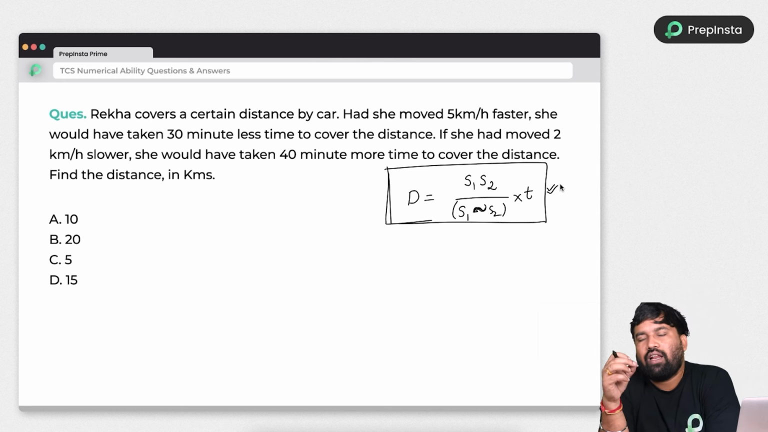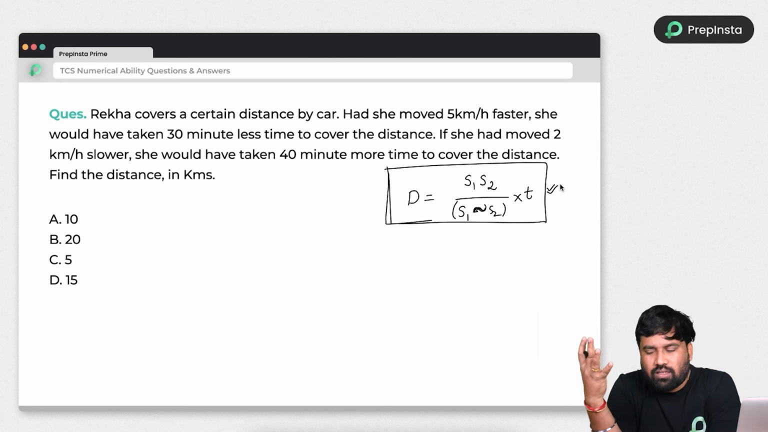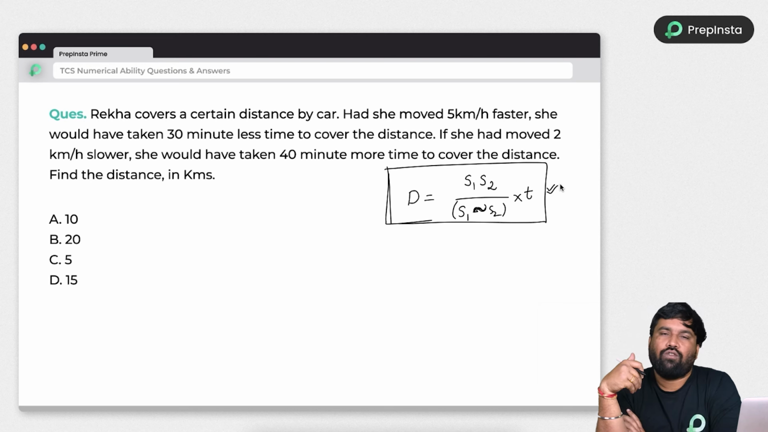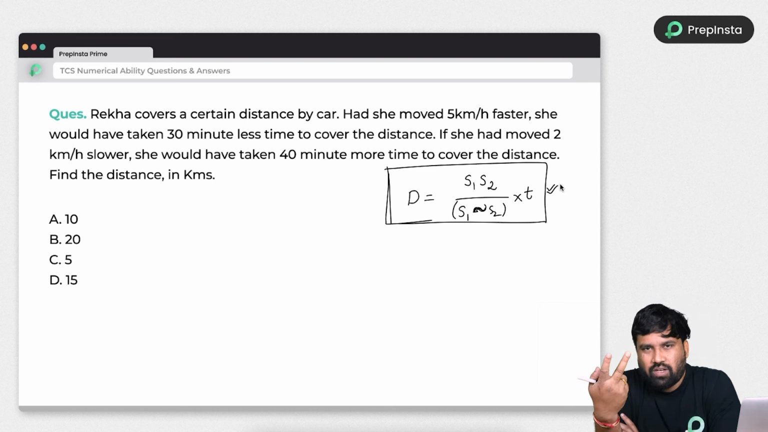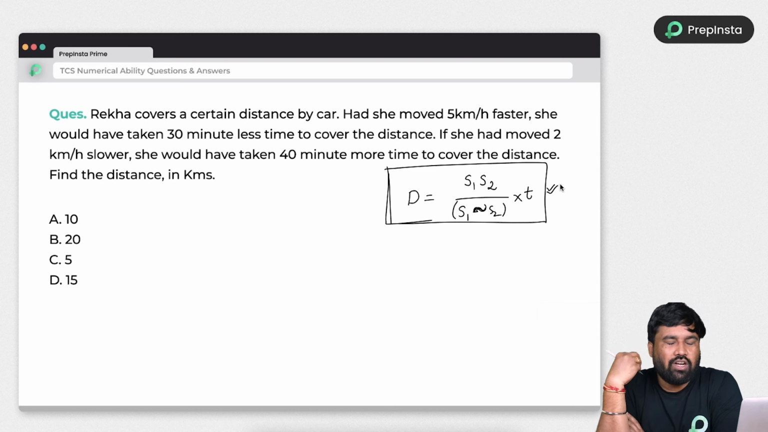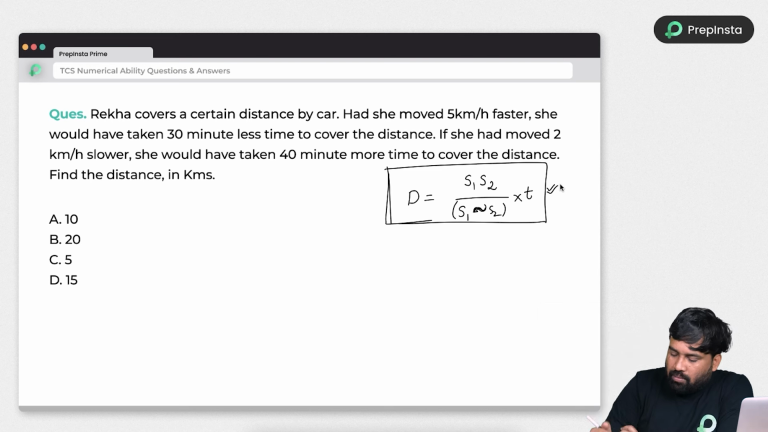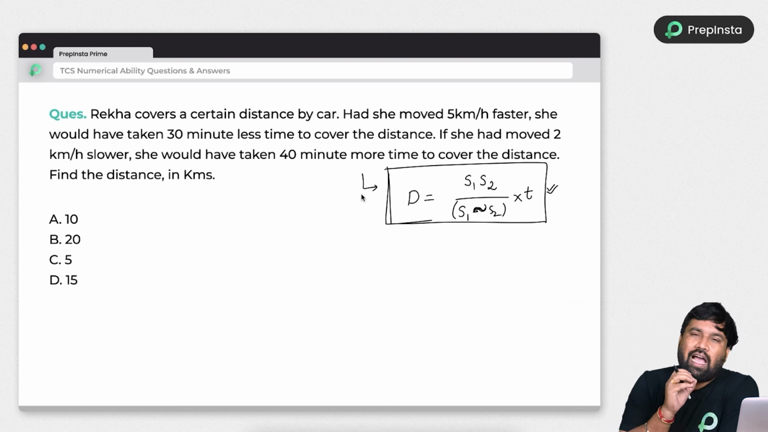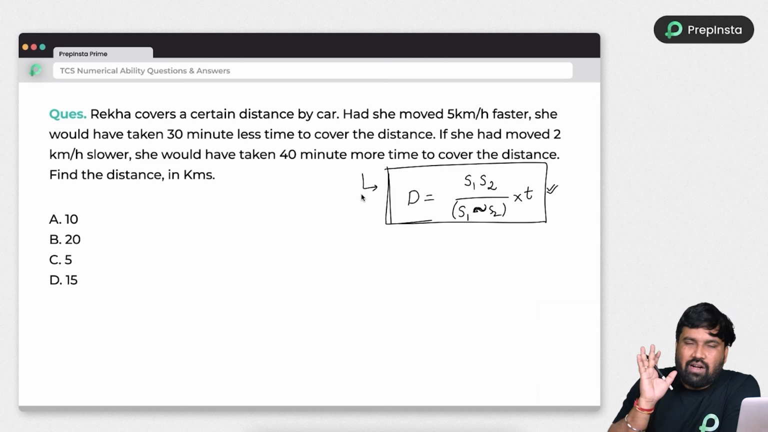If you see any online explanation or any online resources, you will see a huge explanation of this problem, creating two equations and solving those two equations to get the variables, and it will take a lot of time. But if you remember this shortcut formula, it is damn easy to calculate these problems. I will tell you how.